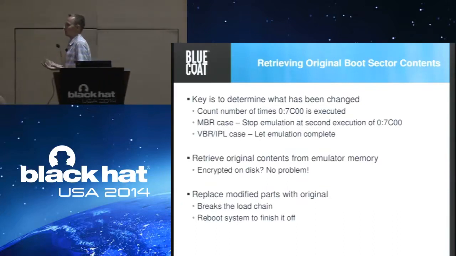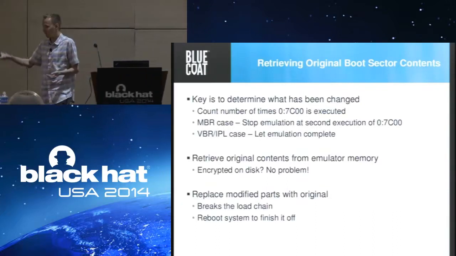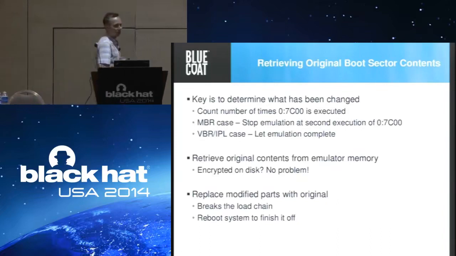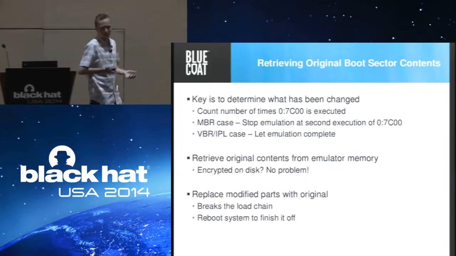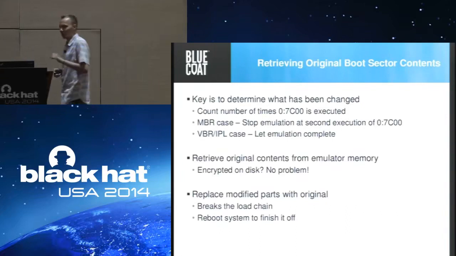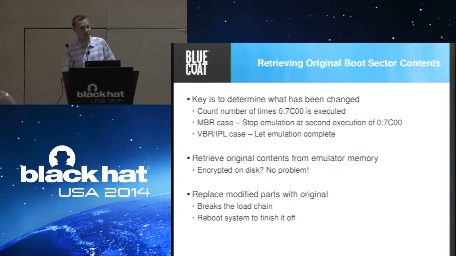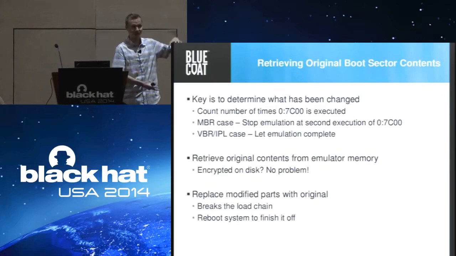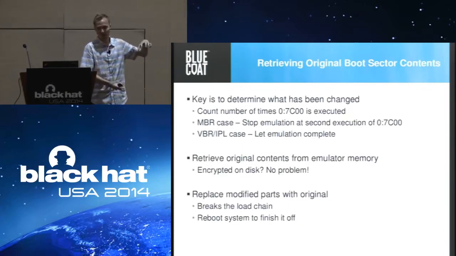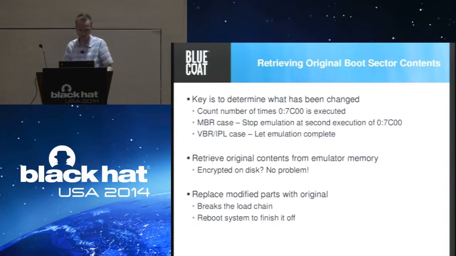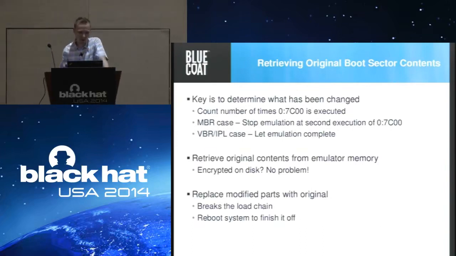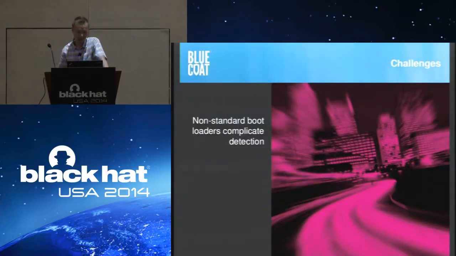Okay? It doesn't matter if it's stored encrypted 5 times on disk. I mean, we're still emulating through the decryption loop and everything. So we get it for free. And sort of similar for the other case, if it's either the VBR or the IPL, you just let emulation continue all the way until you reach boot manager. And then you just replace everything in that emulator memory to write that back to disk. So it's not hard at all. And obviously, just reboot the system to finish it off.